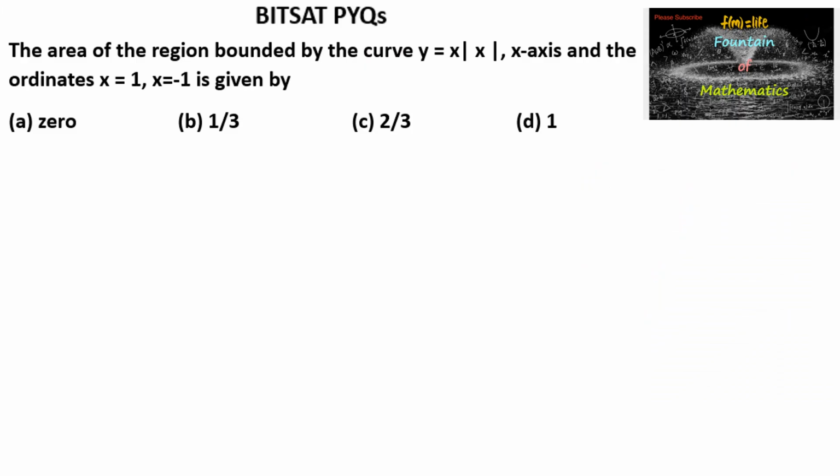The area of the region bounded by the curve y is equal to x mod x, the x-axis, and the ordinates x is equal to 1 and x is equal to minus 1. So y is equal to x mod x, we can write it as x square when x is positive and negative x square when x is less than 0. So we can sketch the graph.